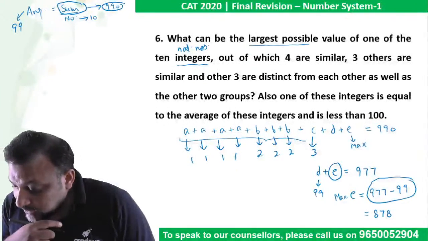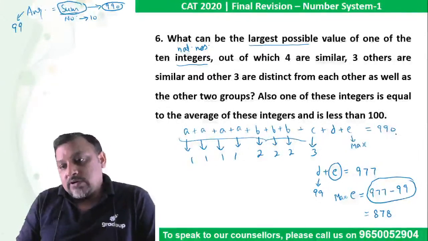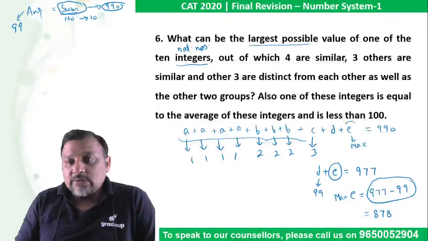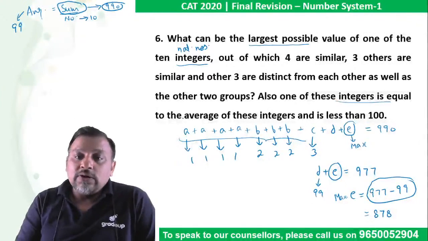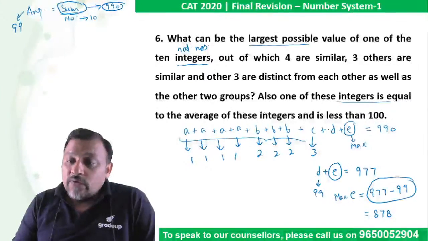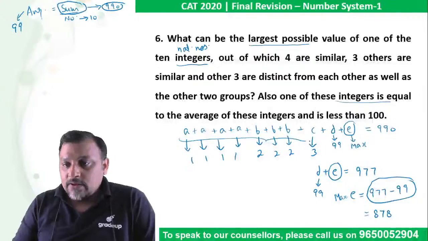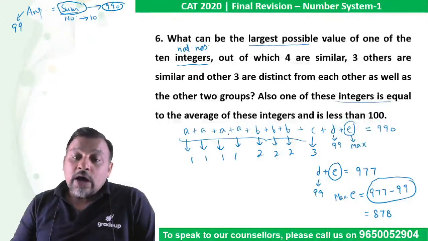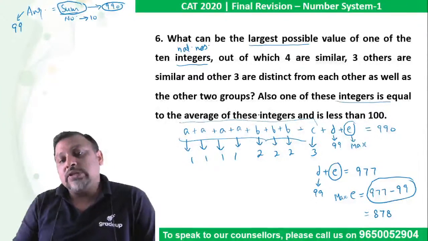Okay, Rishali is asking me to explain the last step. See Rishali, the sum is 990 and we want to maximize E, so I need to minimize the others. It is also given that one of the numbers is equal to the average. Since I have taken the average as 99, one of the numbers has to be equal to that, so I am taking D as 99. Now I am minimizing the remaining numbers, that means from A to C.